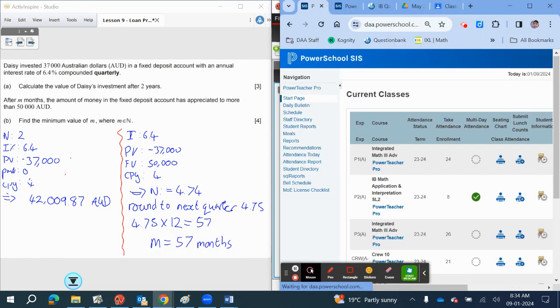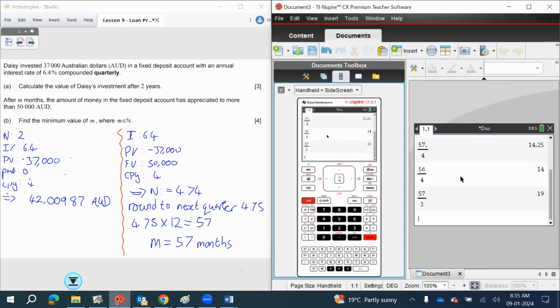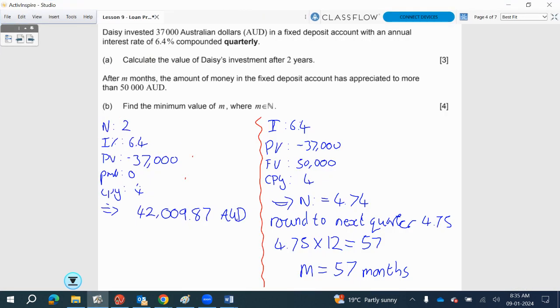Okay, I get it. So for it to be a quarter month, it has to be divisible by 3. That's not by 4. That's why it's like that. So yeah, 57 months. Okay, let's go to the next question.